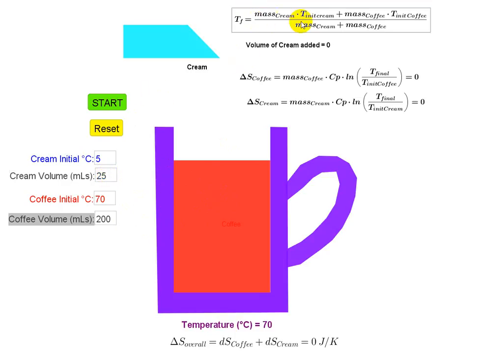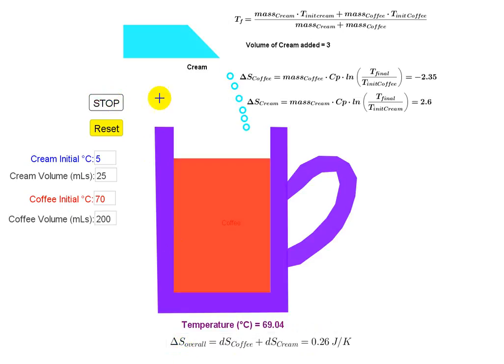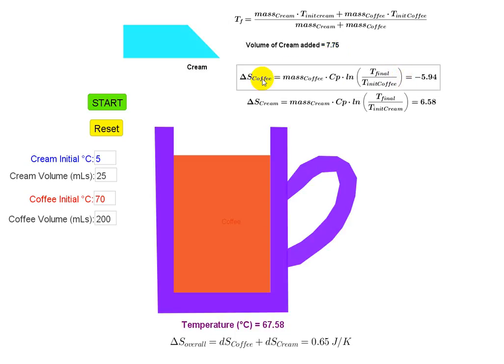So the equations that we use have been put in up here for the coffee, for the cream. The temperature is going to show up right here as we calculate. And then this is the delta S of the universe, or the overall delta S. So I'll start, and you can see what's happening, let me just stop it for a second. You can see that the cream is being put in, and as it does, the coffee cools, and we've gotten from 70 all the way down to 67. We've put in only 7.75 mils of cream at the time that I stopped it, and our delta S of coffee at the time that I stopped it was negative.